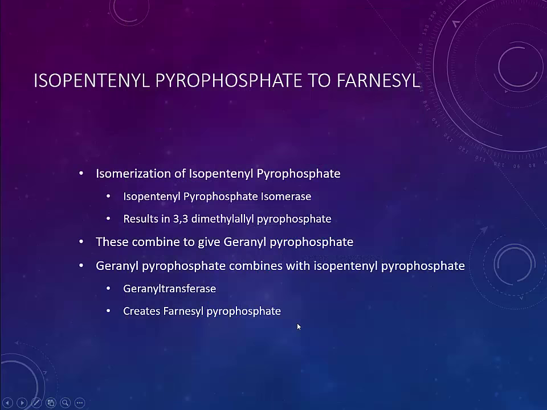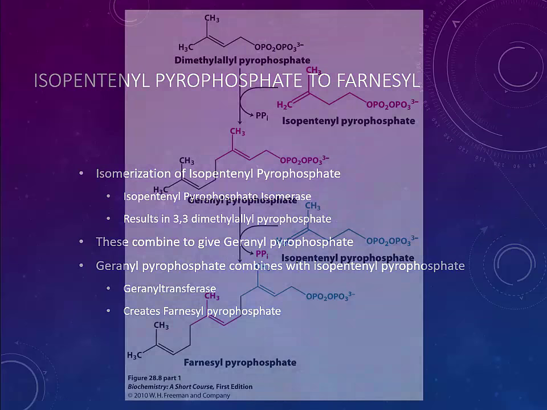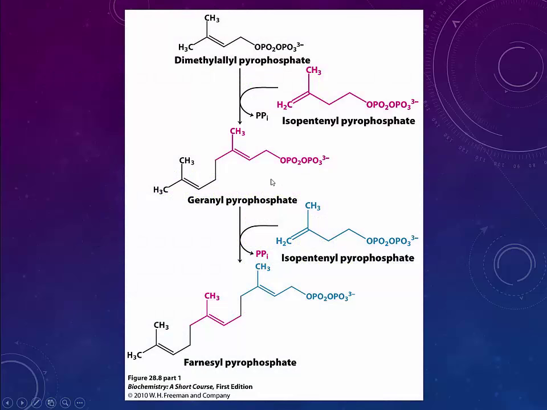This is done by geranyl transferase. That is the enzyme that makes it. Geranyl transferase makes farnesyl pyrophosphate. But how do we make geranyl? Geranyl comes from a molecule called dimethylallyl pyrophosphate, and it combines with isopentenyl pyrophosphate. We lose the pyrophosphate off the dimethylallyl. Notice we keep the pyrophosphate on the isopentenyl each time.